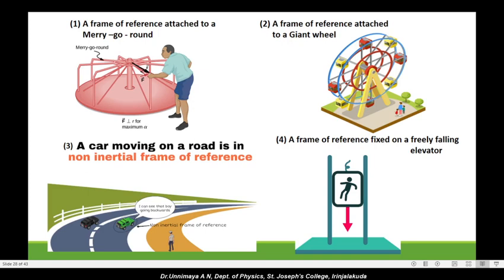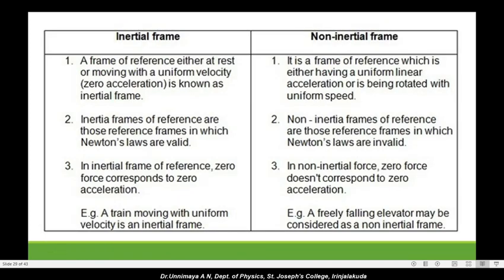We will discuss this example of a falling elevator in detail. Now this table corresponds to the difference between inertial and non-inertial frame. So if a question is asked to write the difference between inertial and non-inertial frame of reference, you have to write these points. First thing is, a frame of reference at rest or moving with a uniform velocity is known as an inertial frame, such that the acceleration of the frame should be equal to 0.